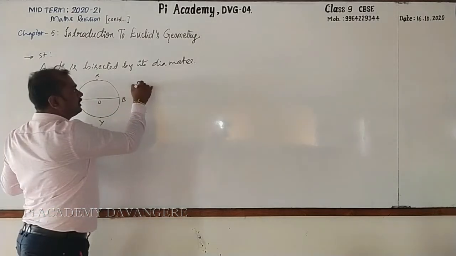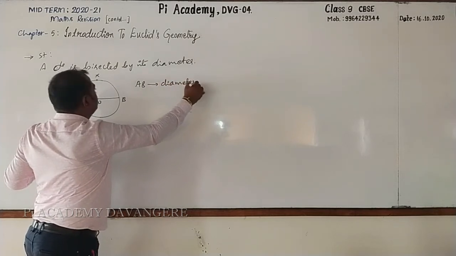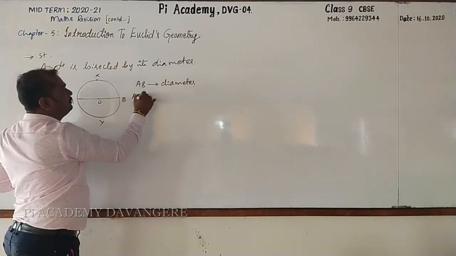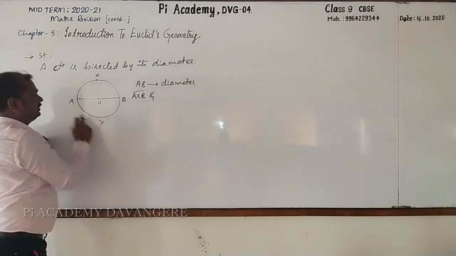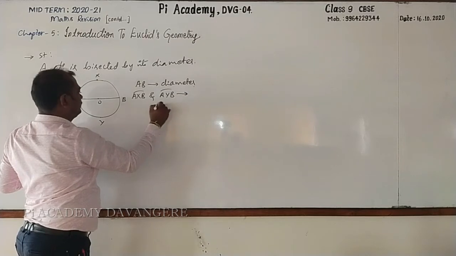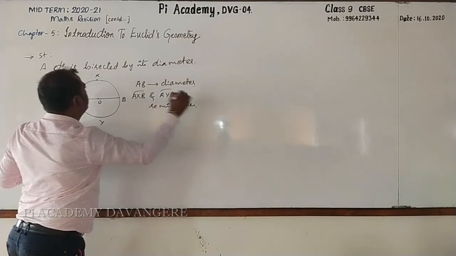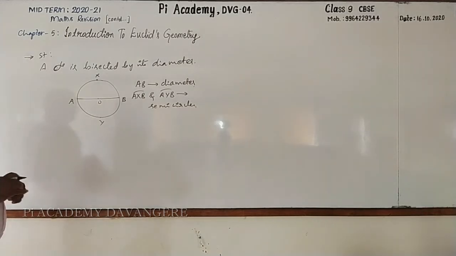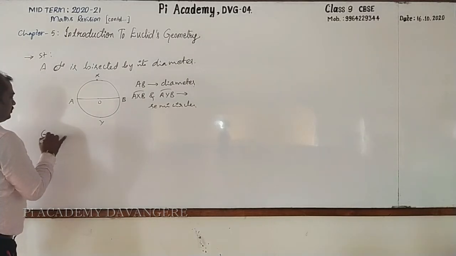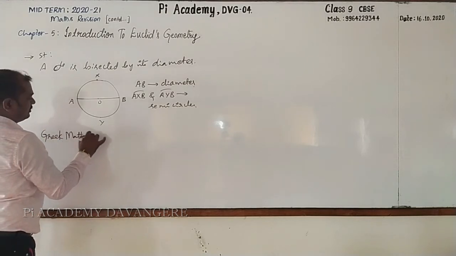Followed? Here I'll write. AB is the diameter. Then AXB as well as AYB, these two are semicircles. Next, this proof was given by a Greek mathematician. Who is he? Very good. Thales, the Greek mathematician.